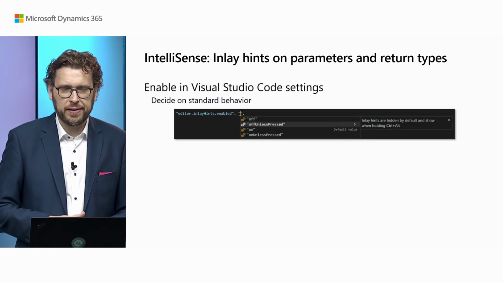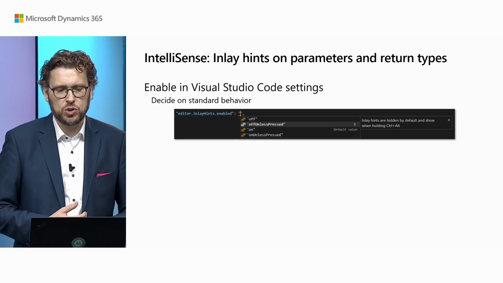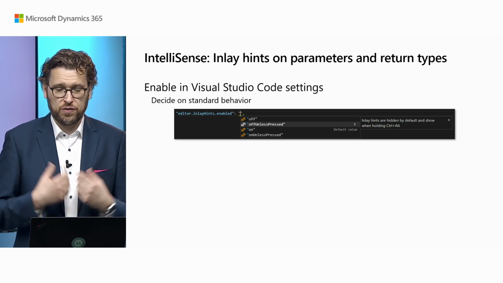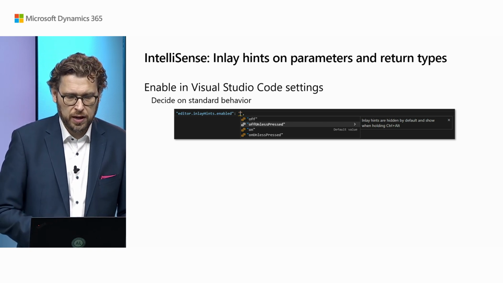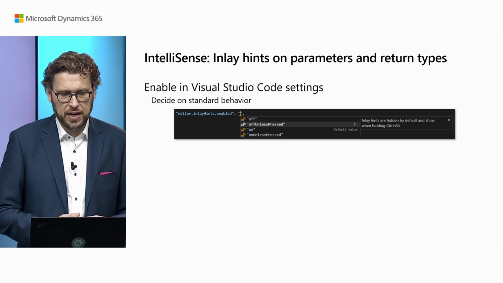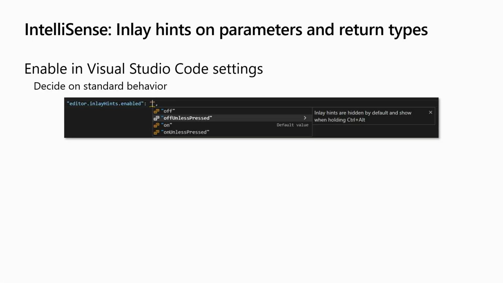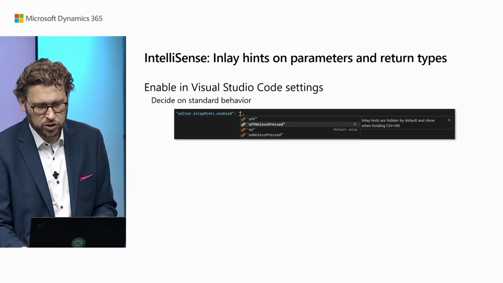And so to enable this, you first need to enable it as a feature in Visual Studio Code. And so there's a setting, the editor.inlayHint.enabled, where you can set the standard behavior. Do you want it to be off or always on? Or do you want to have a behavior where you use a shortcut key to hide it or to show it, right? So that's what you can choose.